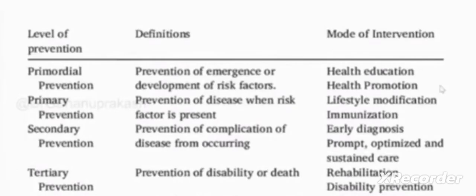Levels of prevention is divided into four: primordial, primary, secondary, tertiary. In primordial, prevention of emergence or development of risk factors. So here what we are doing is we are trying to prevent the occurrence of risk factors.